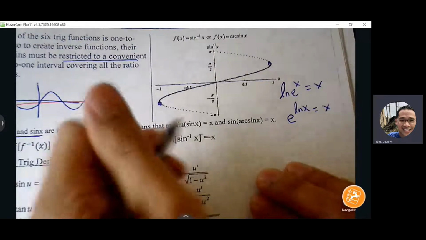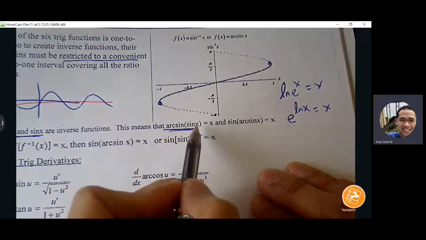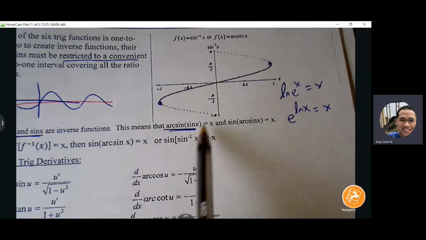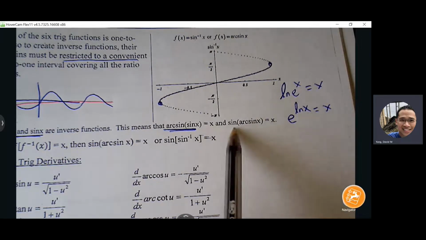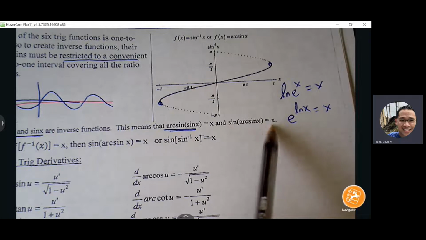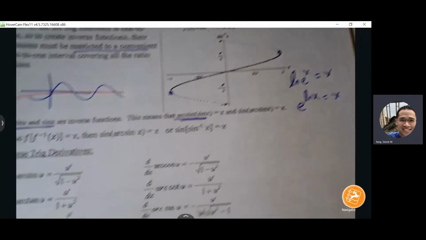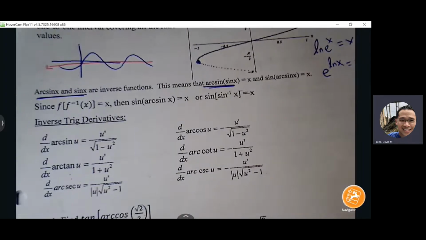Okay, so same thing applies. If I do arc sine of sine of x, I'm basically undoing one function for the other, and I'm just left with x. And if I have sine of arc sine of x, that also cancels out to be just x. So if I insert an inverse into the function, or I insert the function into its inverse, they're all going to have a way of undoing and canceling each other out.